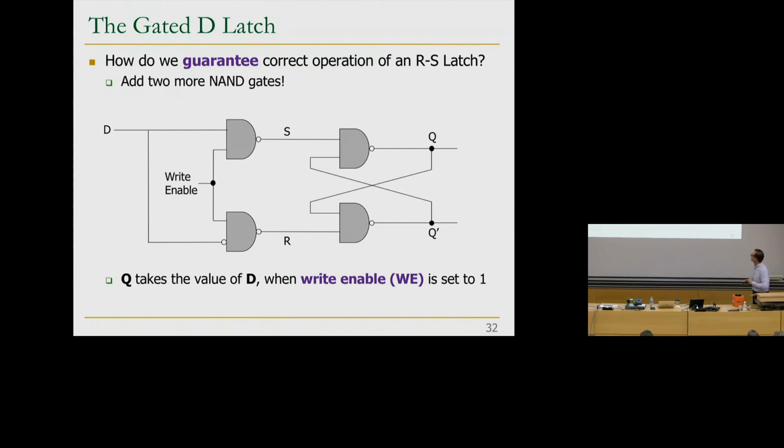Everything good? Basically, the beauty of this is that S and R can never be 0 at the same time. We ensure that, because if the write enable signal is 0, S and R are definitely 1. You're not writing to it. Data is kept as it was before.